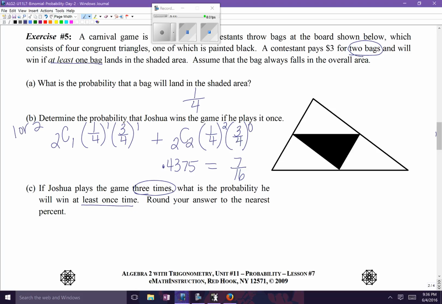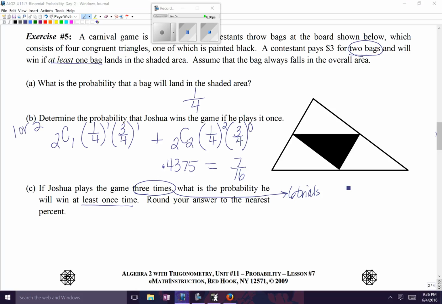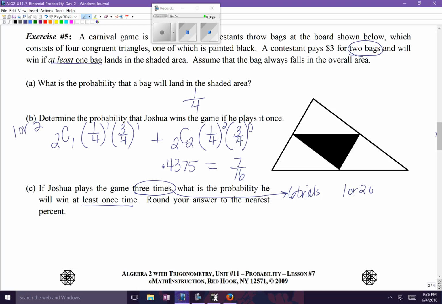All right, so let's go back. When I'm playing this game, I get 2 bean bags, or 2 whatever things I'm throwing. So if I play this game 3 times, there will actually be 6 trials. And I want to be successful at least once. So if there's 6 trials and I need to be successful at least once, that means I could be successful 1 time, 2 times, 3 times, 4 times, 5 times, or 6 times. I don't know about you, but that seems like an awful lot of work to calculate the probability of being successful once, adding it to the probability of being successful twice, adding it to the probability of being successful 3 times, and so on and so forth.